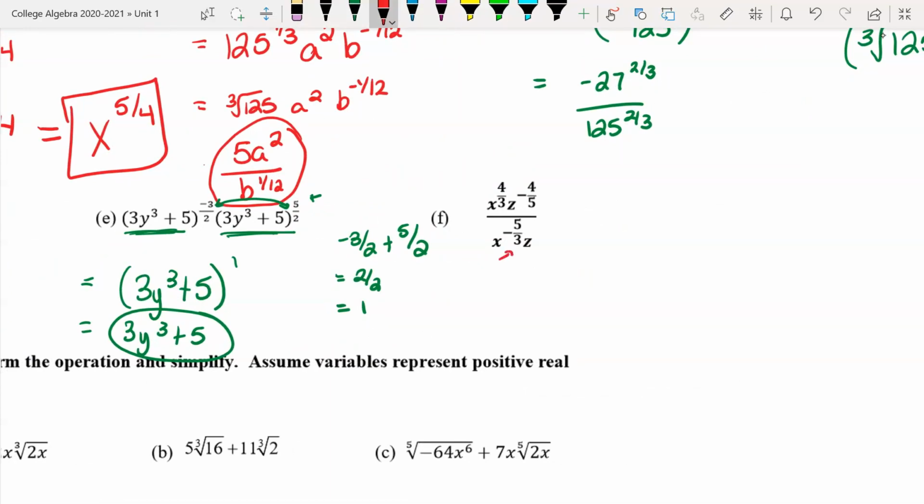All right? Lastly, is something that looks like this. I want to go ahead and make my negative exponents positive, so I'm going to take x to the 4/3, which is going to stay there.